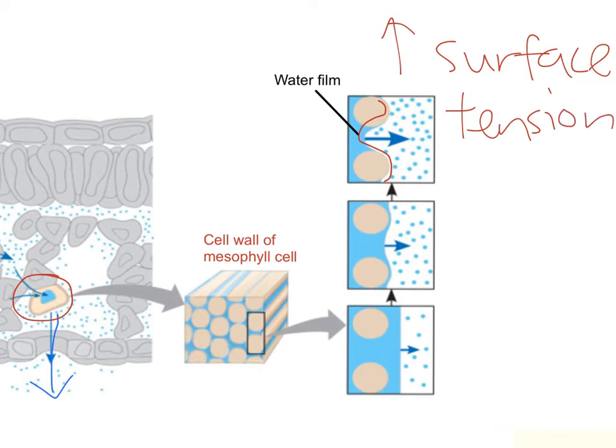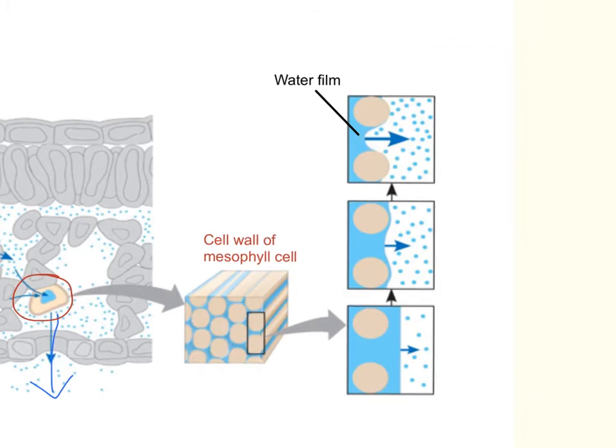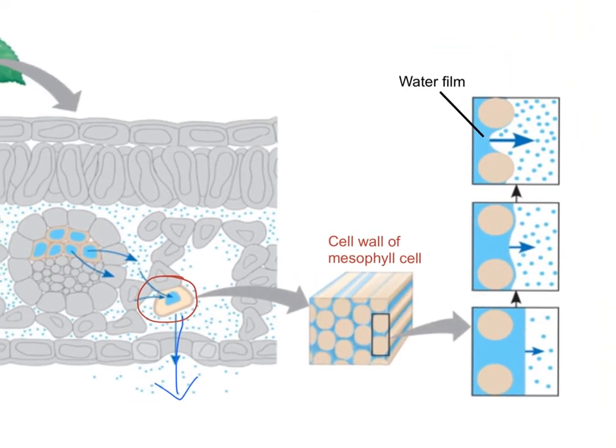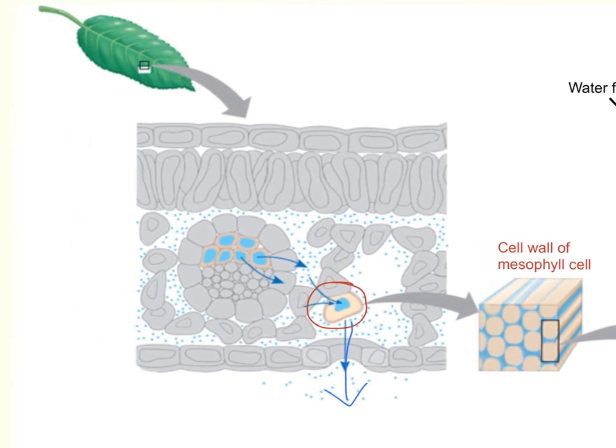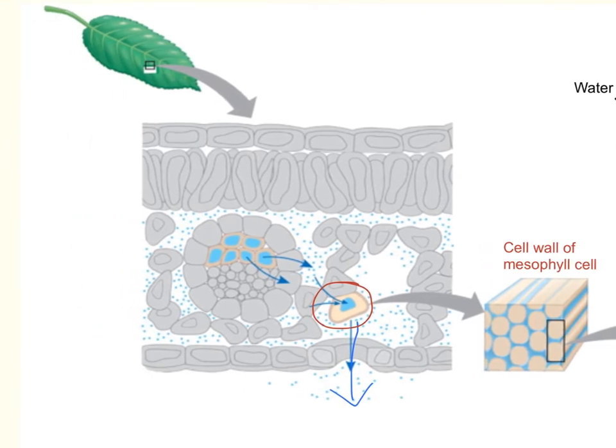Water then moves from the mesophyll cells into the water film in order to reduce the surface tension. This, in turn, causes water from the xylem to be pulled into the surrounding cells and air spaces to replace the water that was lost.